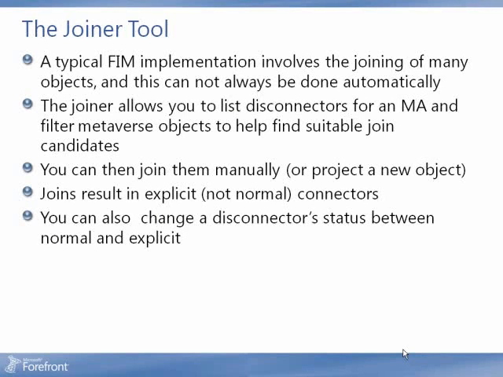Finally, in this lesson, the joiner tool. A FIM implementation involves the joining of objects from a variety of data sources using an attribute or attributes that they have in common to identify which objects should be joined to each other. But because real-life data is rarely perfect, the joining process may not be able to be performed fully automatically.